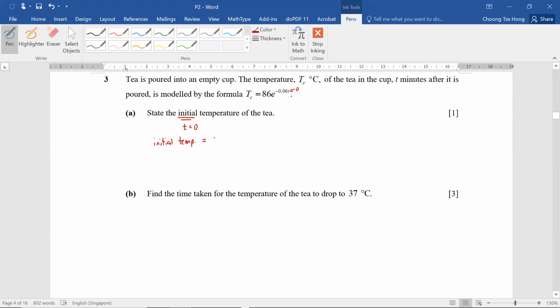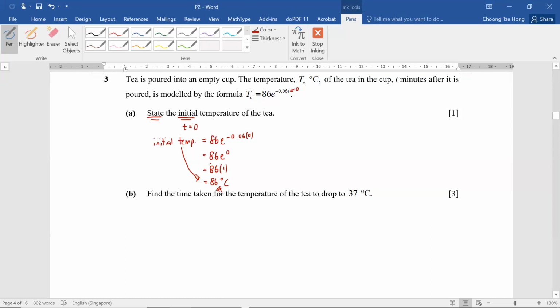So the initial temperature will be 86 e to the power of negative 0.06 times 0. Anything times 0 becomes 0, so over here you get e to the power 0, and e to the power 0 is 1. That's why you get the initial temperature to be 86 degrees Celsius. But you should be confident. You can straight away write this, because whenever they ask you to state, it means they want you to straight away write down the answer. Do more practice, then you'll be more confident about your answers.